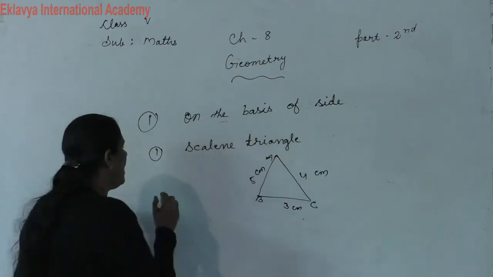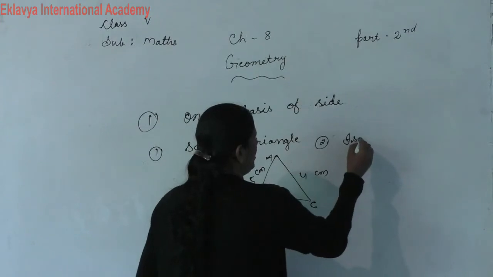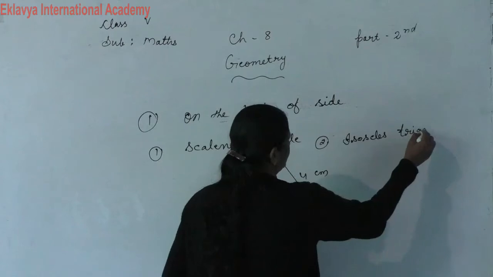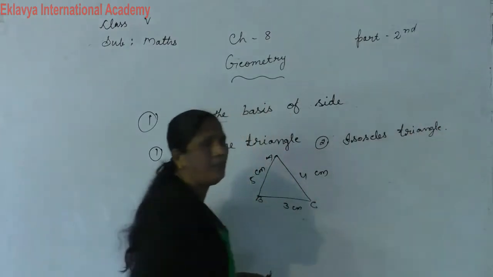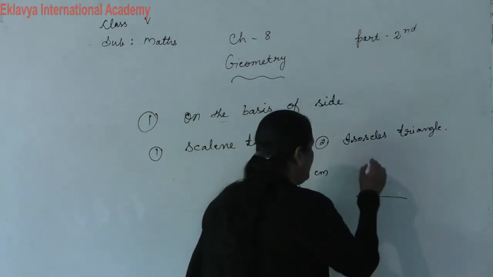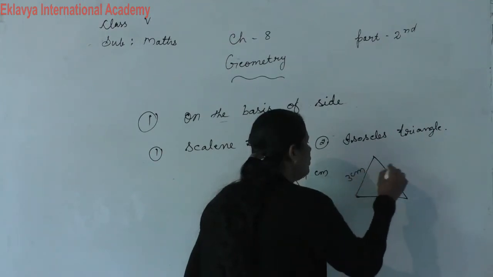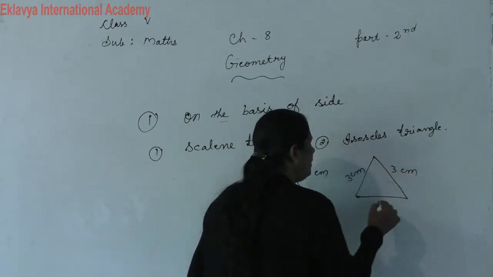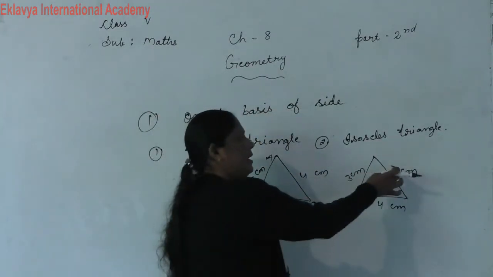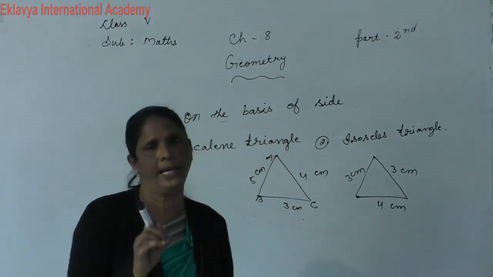Second, isosceles triangle. In an isosceles triangle, 2 sides are equal. That triangle is called an isosceles triangle.